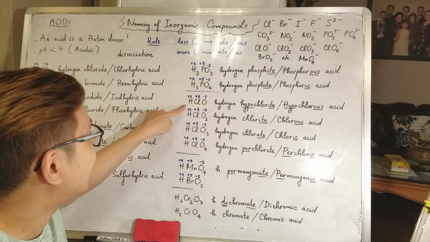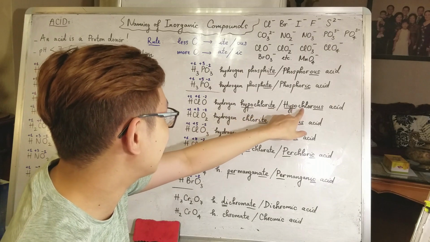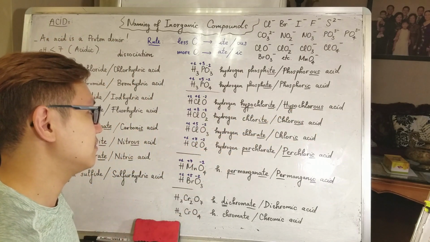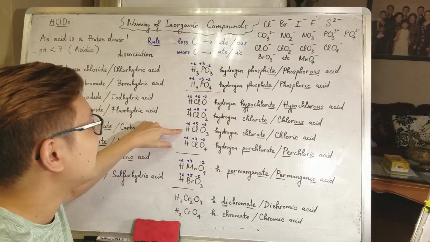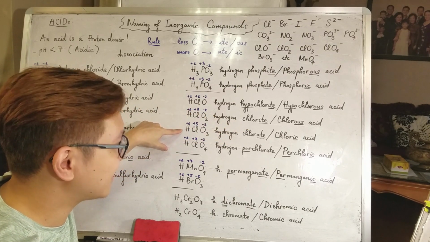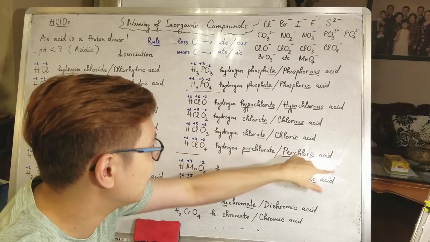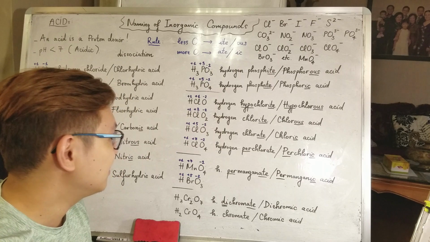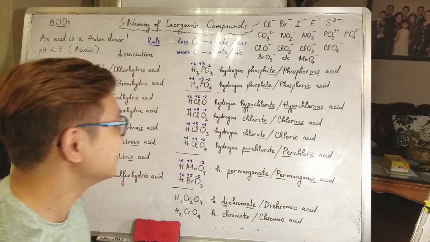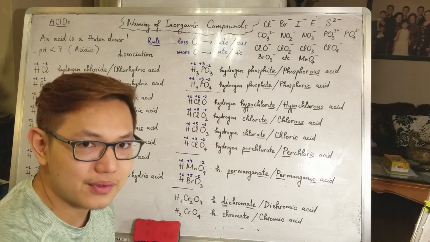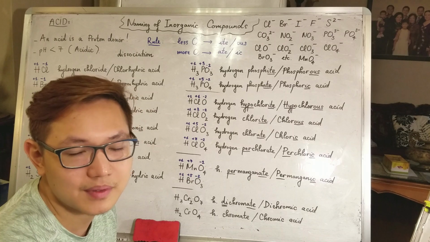Hydrogen hypochlorite, or the name is hypochlorous acid. Hydrogen chlorite or chlorous acid. Hydrogen chlorate or chloric acid. Hydrogen perchlorate or perchloric acid. I hope you're not getting confused here because it sounds like a language class now. But basically chemistry is about the language of the chemicals, as well.